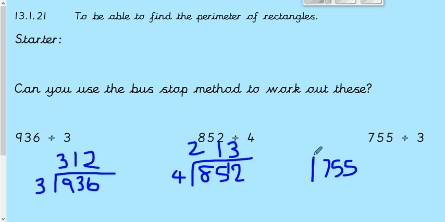The next one, 755 divided by 3. I'm definitely getting better at using the mouse, I would say. So we have 2 lots of 3 in 7, and we'd have 1 left over. There are 5 lots of 3 in 15. And there's 1 lot of 3 in 5, but there's 2 left over, so therefore we have a remainder of 2. So 251, remainder 2.